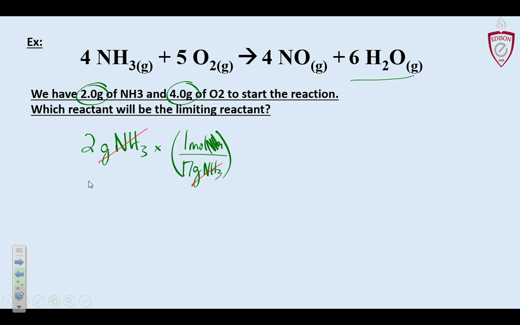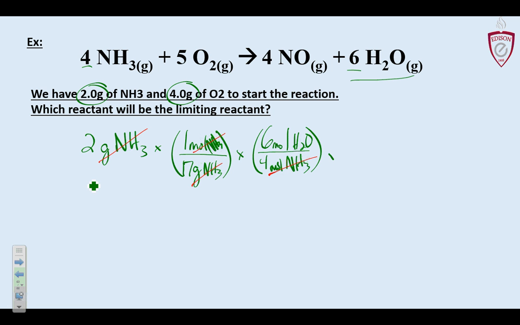Now I need a mole conversion from 4 moles of NH3 to 6 moles of water. We need to cancel moles of NH3, so that goes on the bottom. The balanced chemical reaction tells me it's 4 moles of NH3 for 6 moles of H2O. Now the moles of NH3 are gone, and I'm into water.